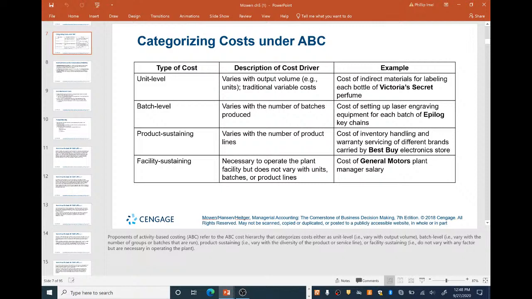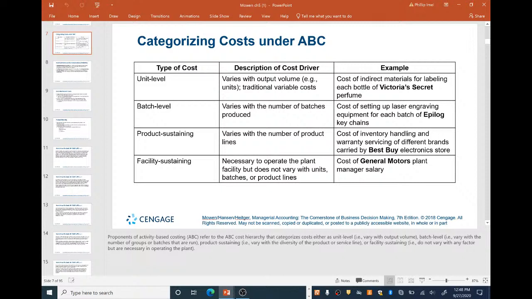So we know that right there is going to be a variable cost to the company. For obviously, more bottles of perfume produced, the more labels they're going to have. The batch level type of cost varies with the number of batches being produced. An example of that is the cost of setting up laser engraving equipment for each batch of epilogue keychains.